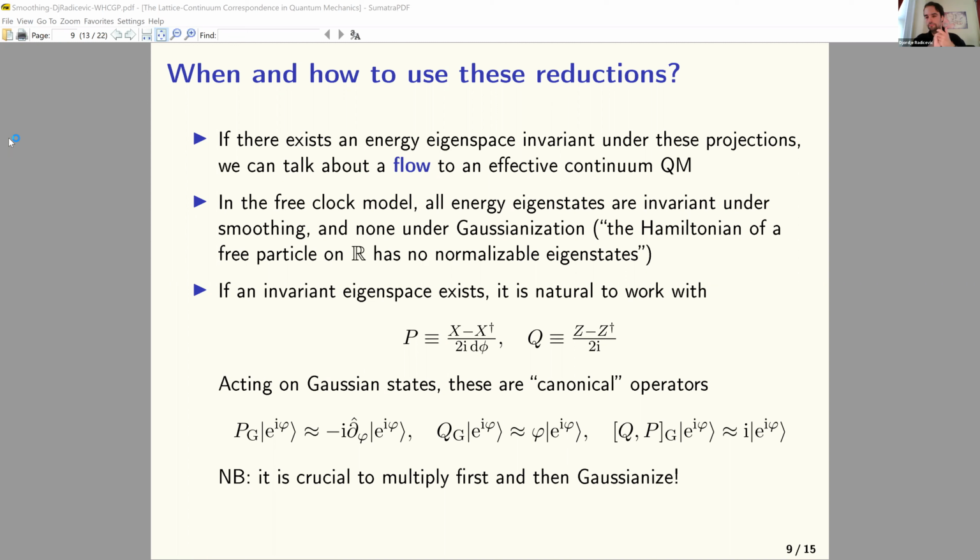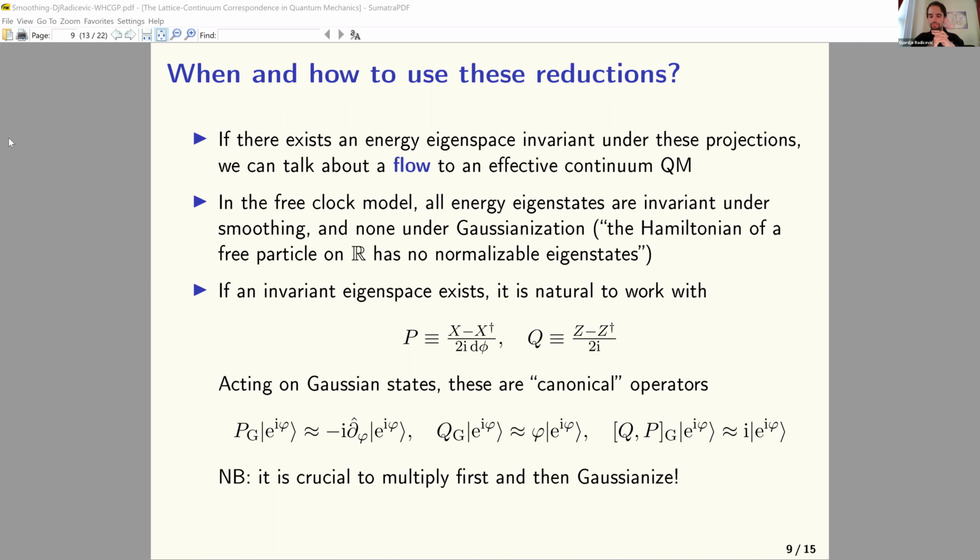And you can do this for any Hamiltonian. In the particular model Hamiltonian, the free model that I've been talking about, all energy eigenstates are invariant under smoothing. So it's a very simple example, and none are invariant under Gaussianization, which really means that you can start from a free clock model, choose any PS, and reduce to an effective theory of a quantum particle on a circle, but no choice of parameters will get you from the free clock model to an effective continuum theory of a particle on a line.